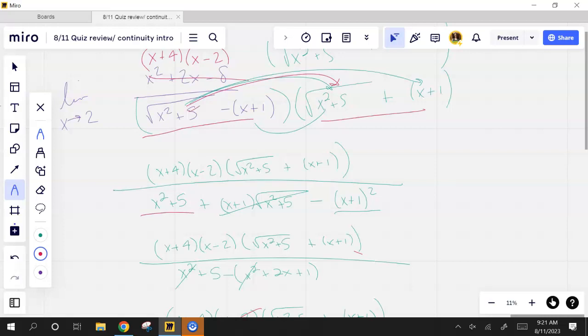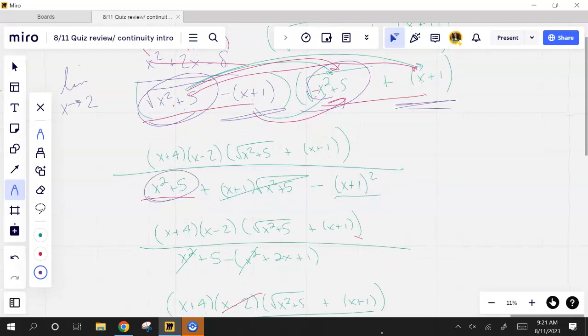When I multiply here times x plus 1, and then this is the complete opposite, this is negative x plus 1, positive x plus 1, but these two are exactly the same, so they cancel each other out. So really, when you have conjugates, all you have to do is multiply the first 2 and the last 2, because the middles are always going to cancel out with conjugates. That's the point of them. So it leaves me with x squared plus 5 minus x plus 1 squared.